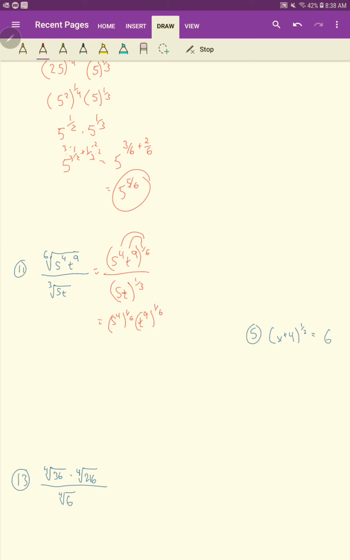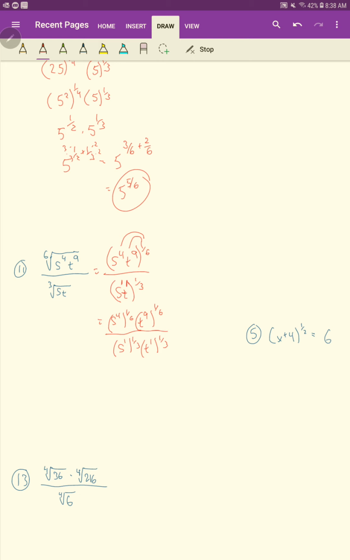Okay, you see that? So we distributed the 1/6 to both terms in the top, and in the bottom, we'll do the same thing. We'll distribute that 1/3 to the s and to the t. Now what's the exponent when you just have an s or a t by itself? Well, again, like we talked about earlier, those are exponents of 1. So this is s to the 1 to the 1/3. This is t to the 1 to the 1/3 power.